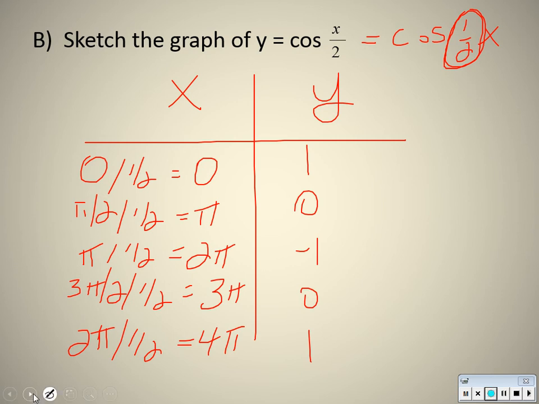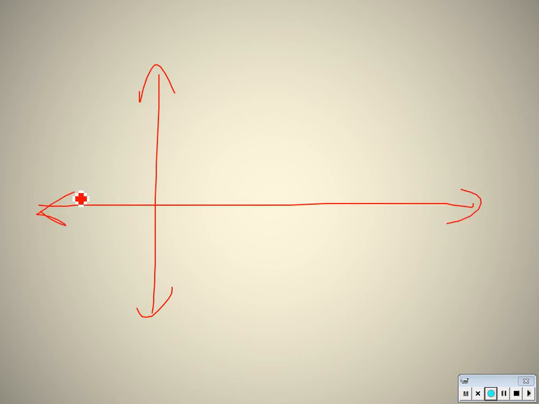Now, I'm going to make my graph here. So I got my x values. I have 0, pi, 2 pi, 3 pi, and 4 pi. And here's my y-axis, 1 and negative 1. So my first point here is 0, 1, that's up here.